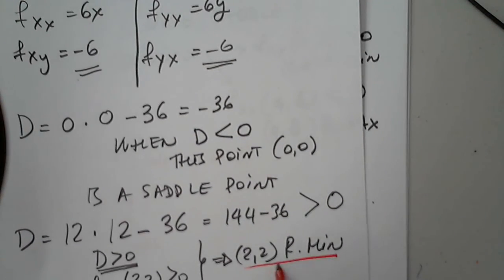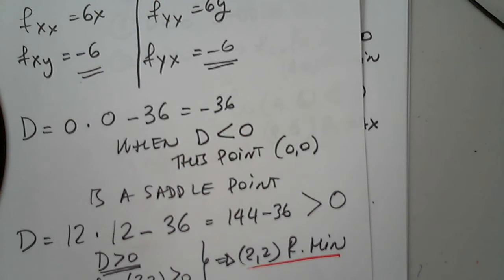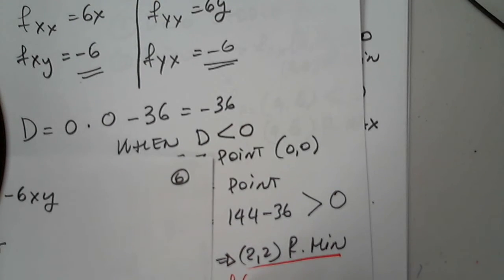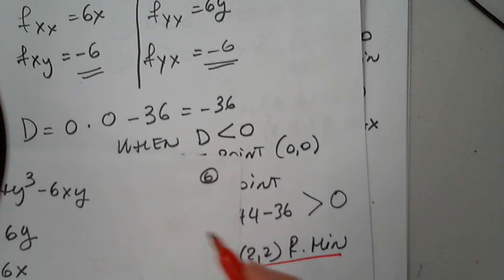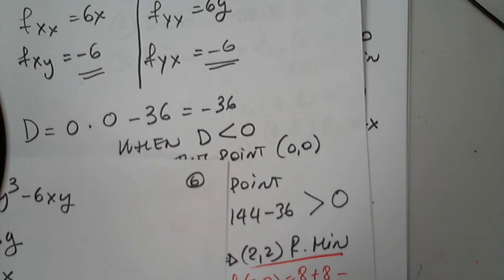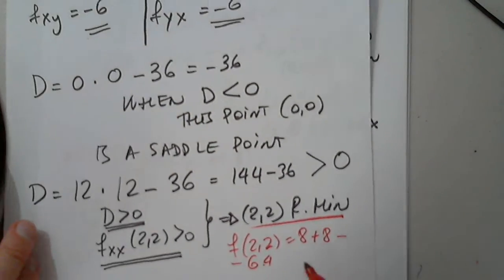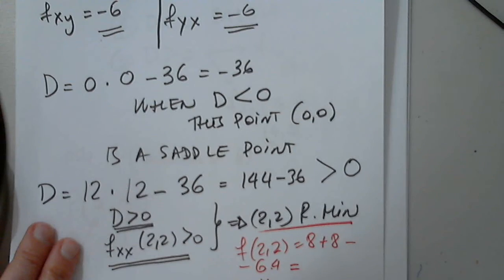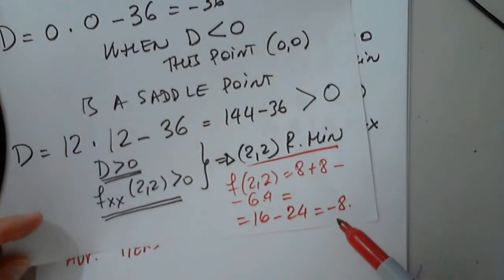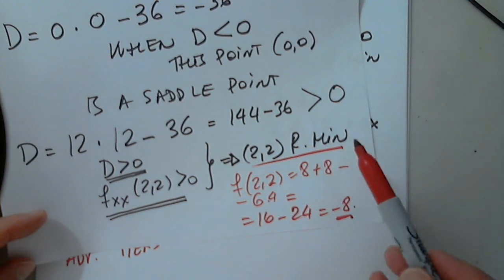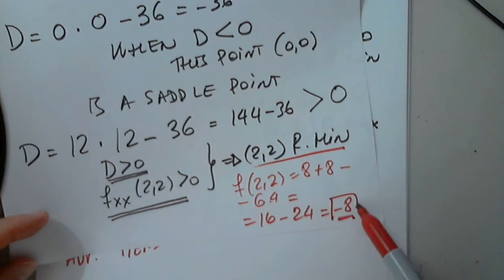Here we were not asked to do that, but this gives us a relative minimum, and I want to do it. What is the relative min? I want to plug it in. So f of 2 comma 2 will be the relative min. So I have 8 plus 8 minus 6 times 4. So this will be 16 minus 24, negative 8. Okay, that's how we determine the relative minimum. This is the point that gives the relative minimum. What is the exact relative minimum? This is it.